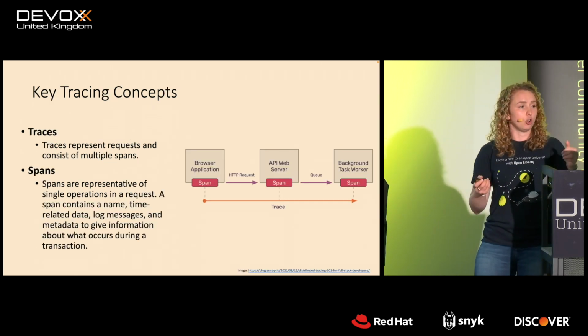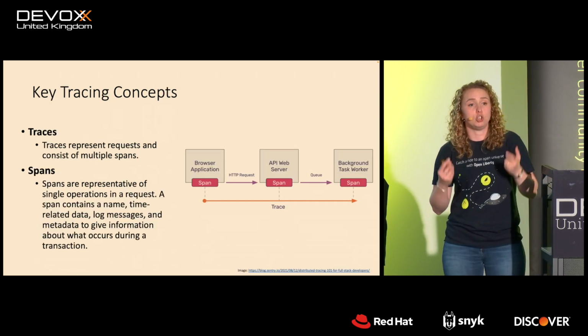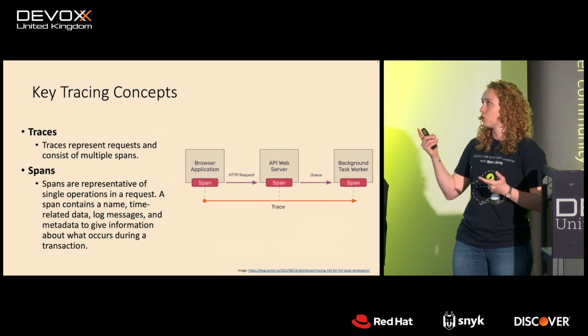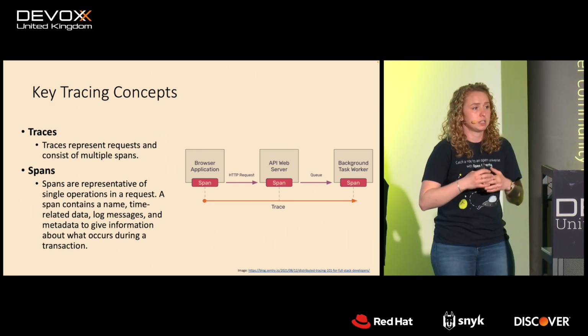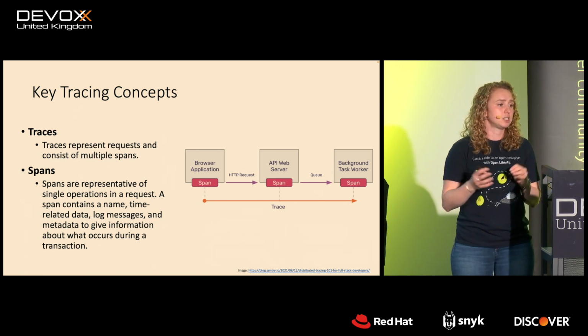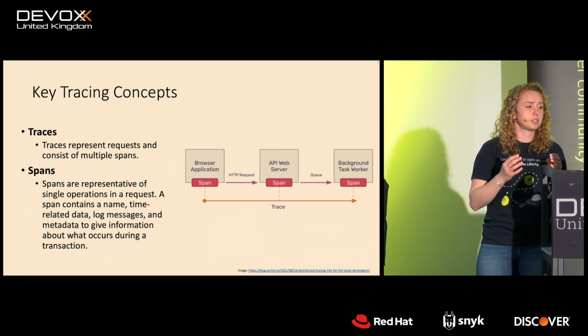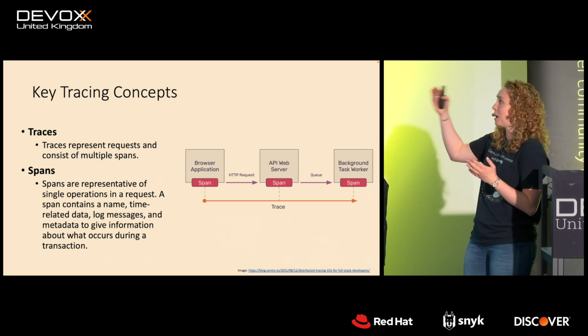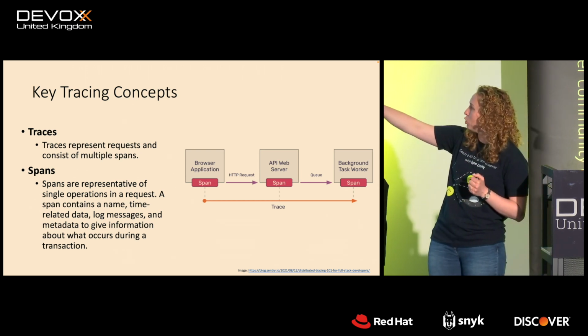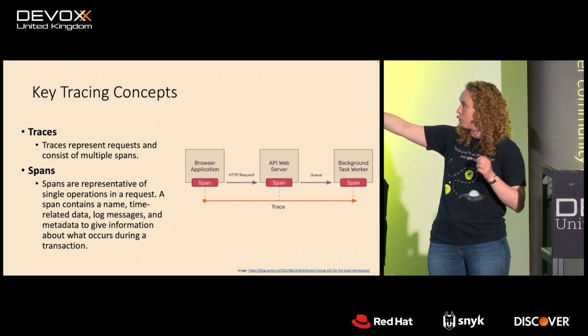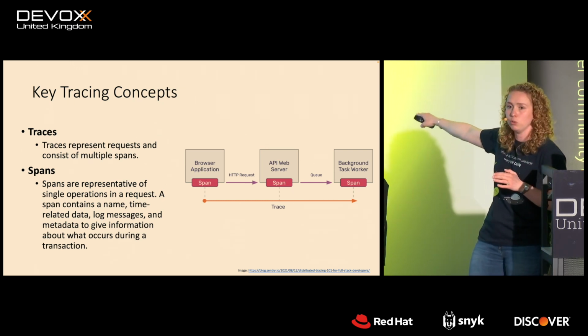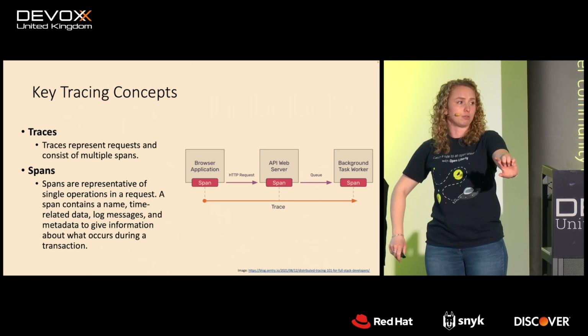There are some key concepts that you'll need to be aware of if you want to make use of tracing. So I'm just going to cover a couple here. The first is the actual trace itself. It's fairly straightforward, as the name suggests. It basically represents requests and consists of multiple spans. As we can see here, we've got multiple services in our diagram, and we've got this trace that goes right from the browser application all the way through. So tracking the path of that request.